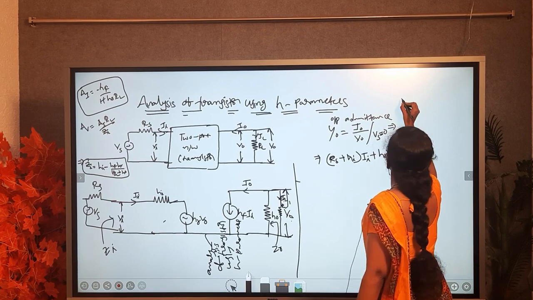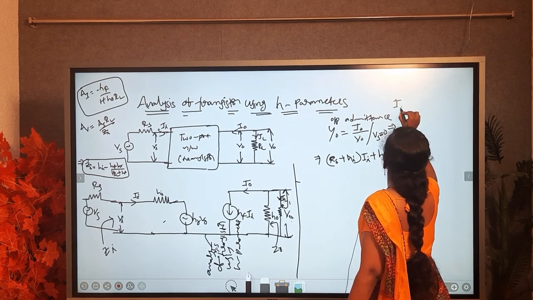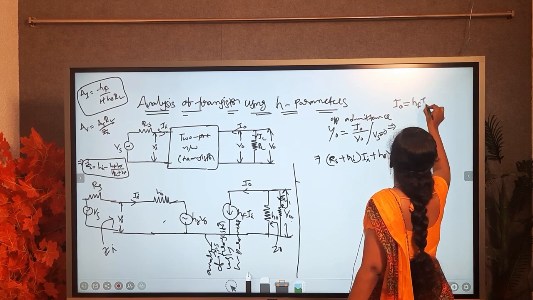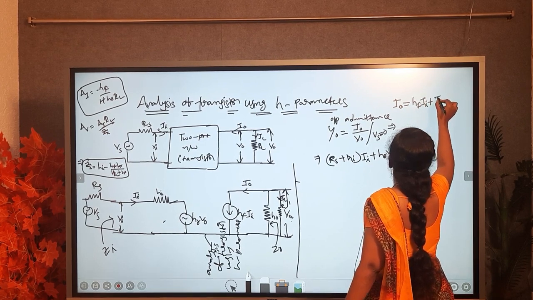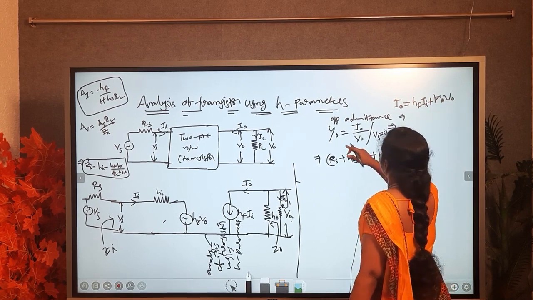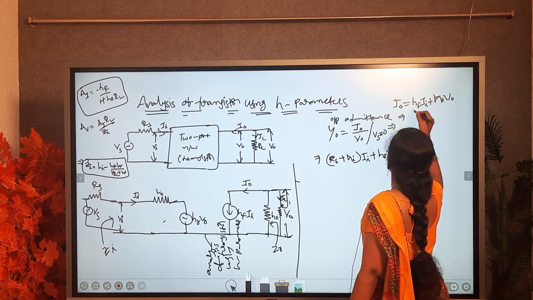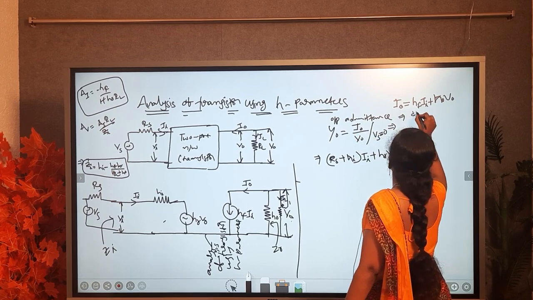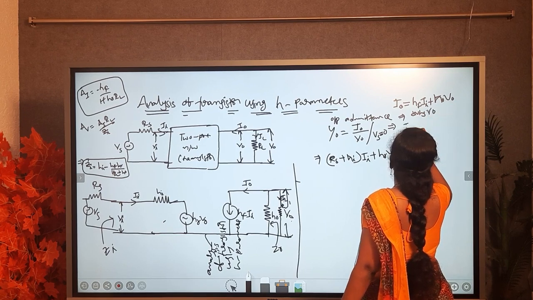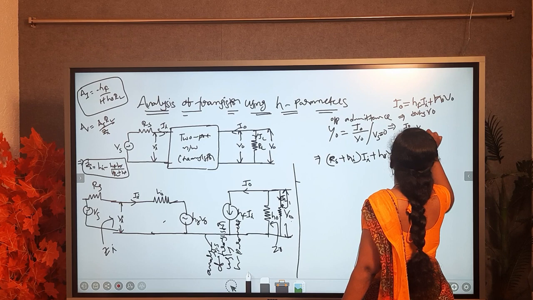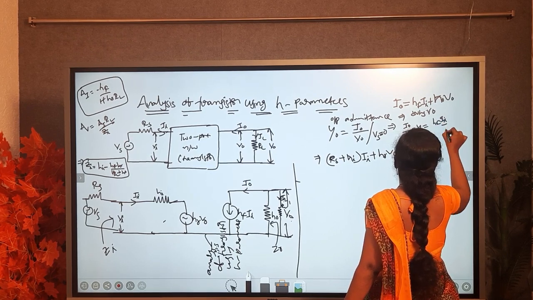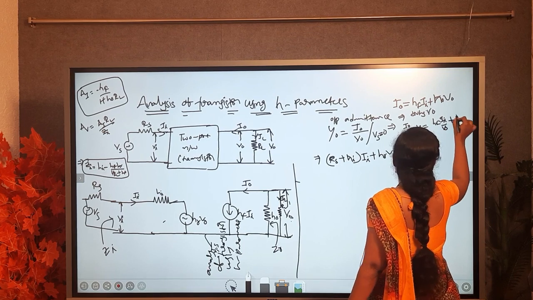This means from equation 2, we know I naught equals HF into Ii plus H naught into V naught. We are taking I naught by V naught, so we are dividing by V naught. So I naught by V naught equals Y naught equals HF into Ii by V naught plus H naught.